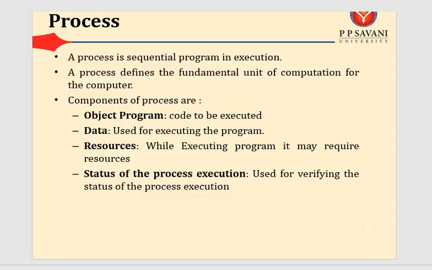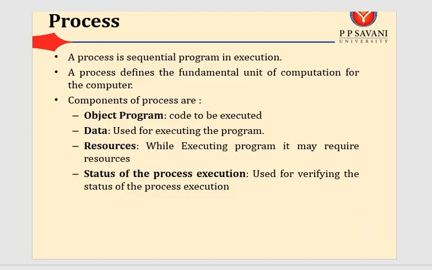So the components of a process are, first, the object program. That means the code to be executed via the process. The language of that program can be anything. Second one is the data. We have to give the data to execute our program. Third one is the resources.